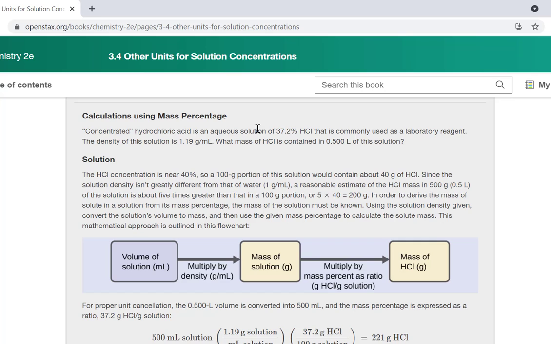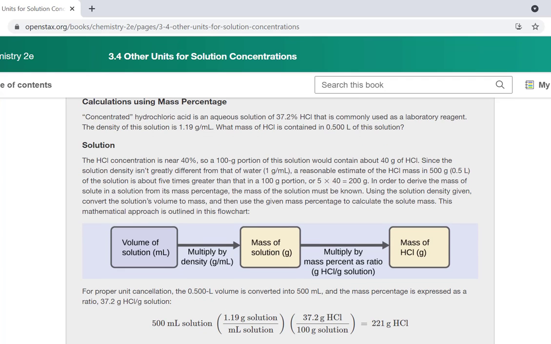So the question here is that we're given this sample of hydrochloric acid that has a mass percent of 37.2%, and the density of the solution is 1.19 grams per milliliter. We want to know the mass of HCl contained in 0.5 liters of this solution. I'm going to skip over the discussion that's a kind of guessing at it, because we can do better than that. Look at the information we're given and figure out how we would set up a conversion with that information that would get us to where we need to go.